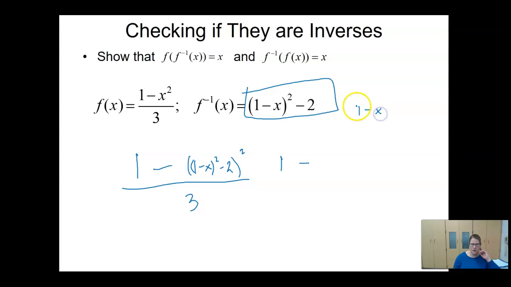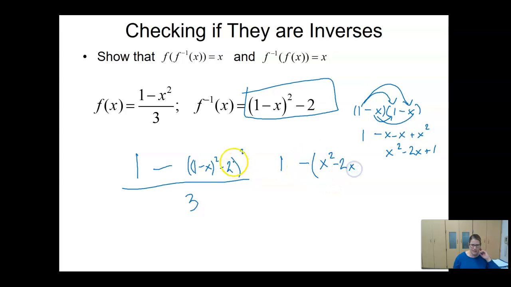I'm going to take that over here, and I'm going to write it as 1 minus x times 1 minus x, and we're going to multiply this out. So negative x times 1, negative x times negative x is positive x squared. So this is going to be x squared minus 2x plus 1. And then I have this minus 2. So this is actually going to be 1 minus x squared minus 2x. And then if I take this minus 2 and add it to that 1, it's going to be minus 1 over 3.